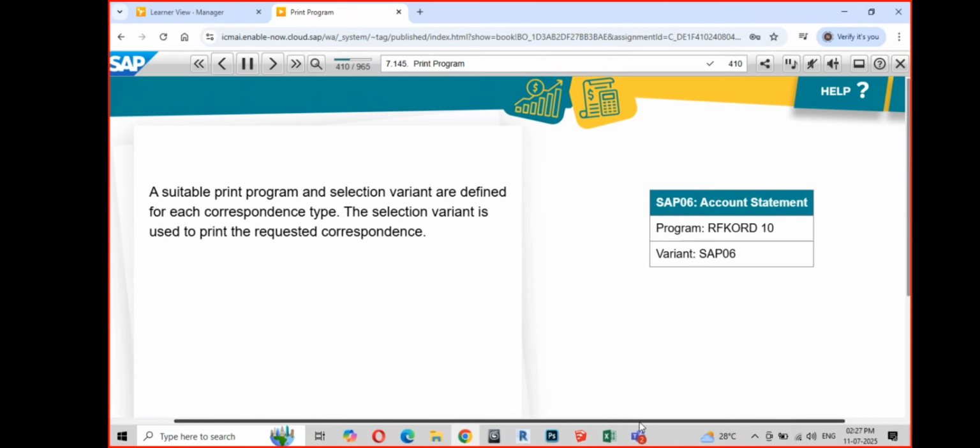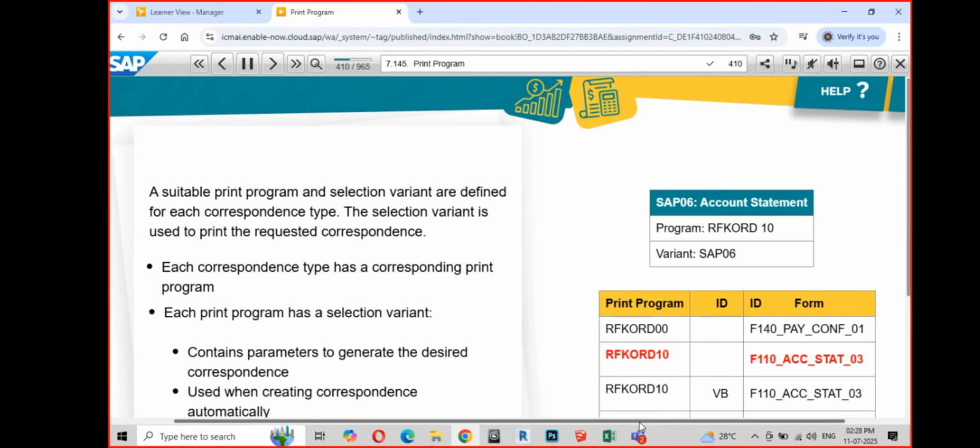As I said, each and every activity, each and every screen in SAP has a unique program. You cannot see an SAP screen without the relevant program. Similarly, your correspondences, whether you are sending a correspondence to your vendor or the customer, the relevant programs act to generate the report.